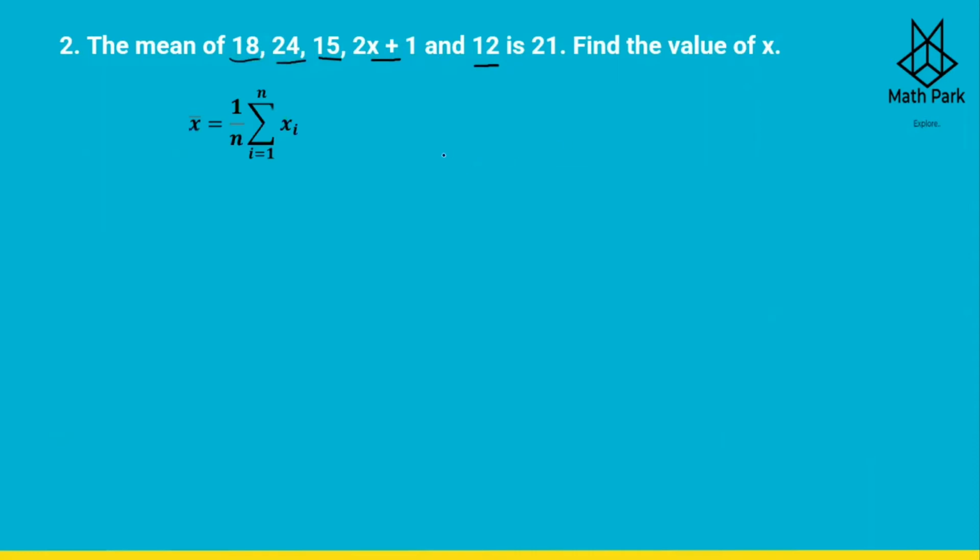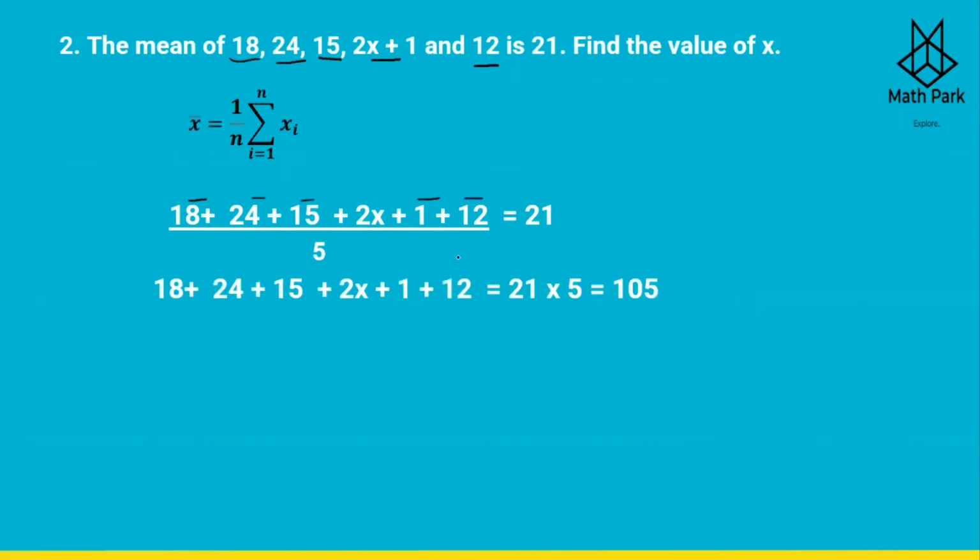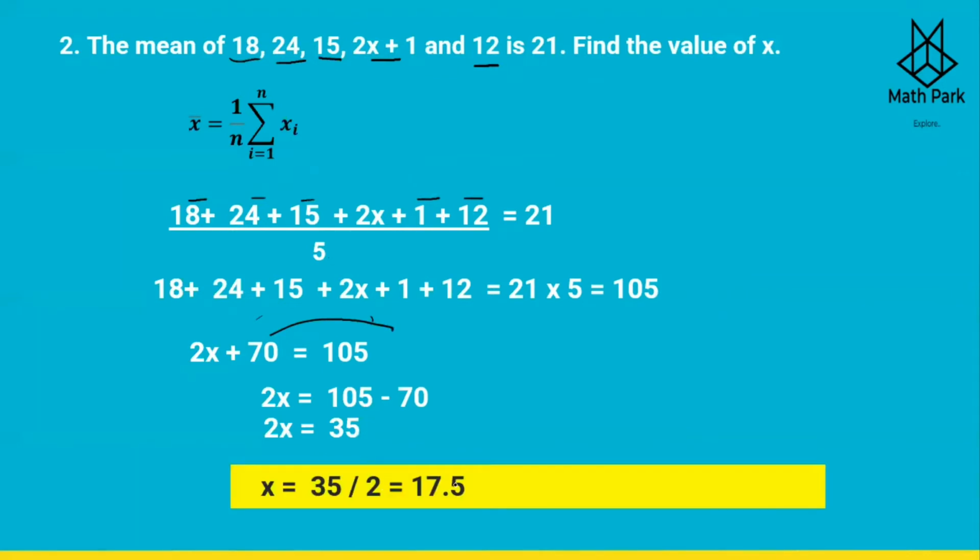So we know that the mean is the sum of all observations divided by n, which is 5. 5 observations are there. When we add all of these, 18, 24, 15, 12 and 1, so this 5 first we will shift here. 21 into 5, we get 105. When we add all of these, we are getting 70. 2x plus 70 is 105. This 70 moves here, you have to subtract. So 2x is equal to 105 minus 70, which is 35. Then x is equal to 35 divided by 2, that is 17.5.